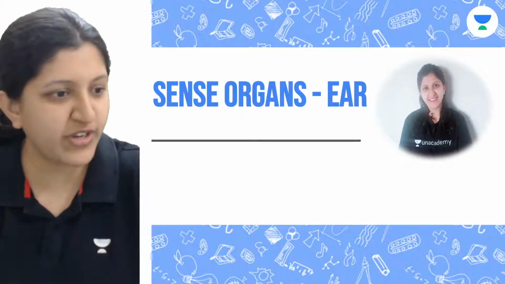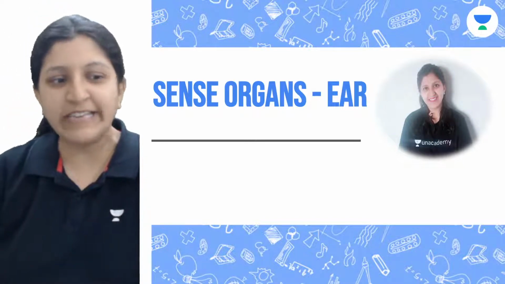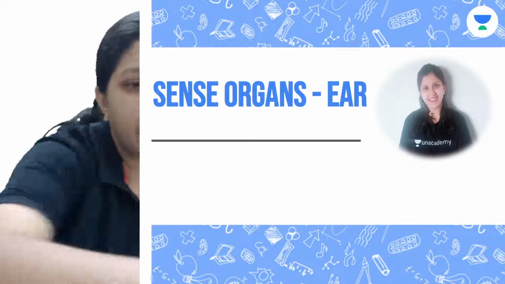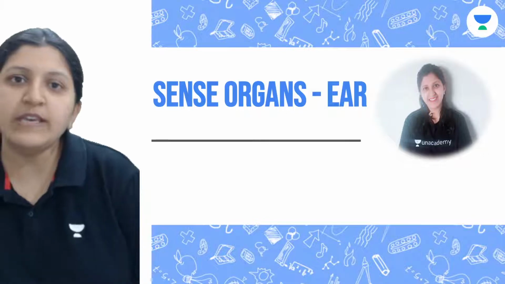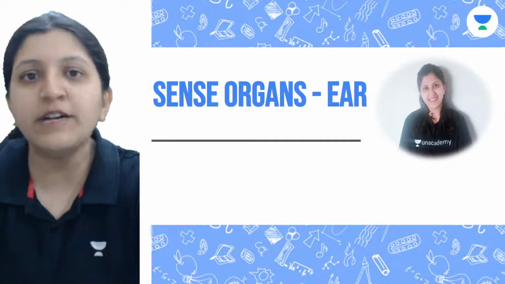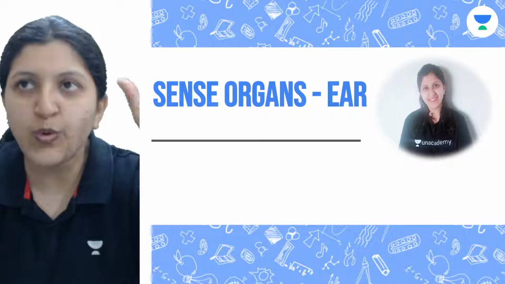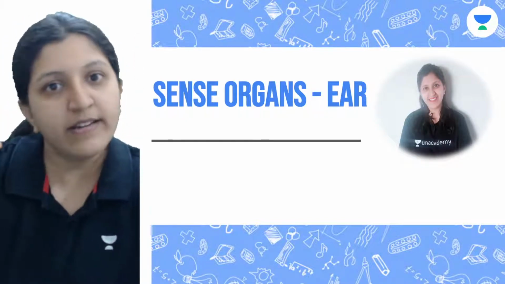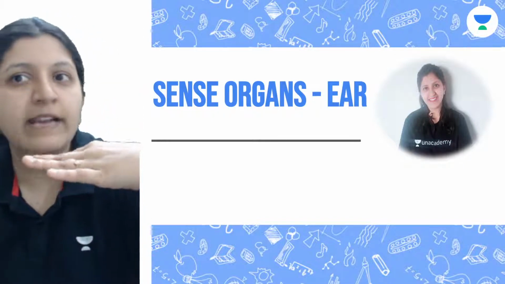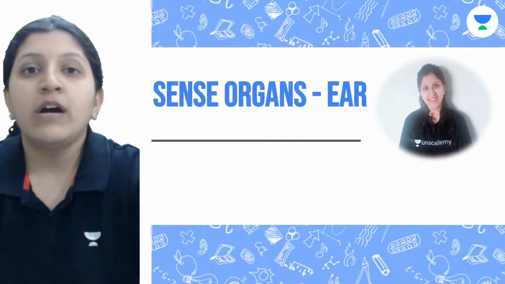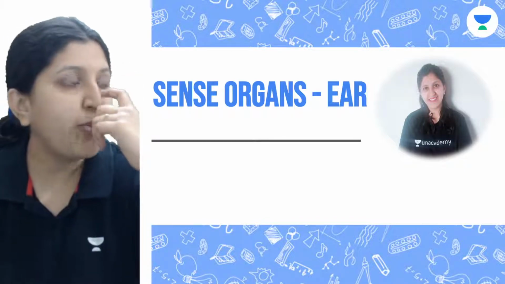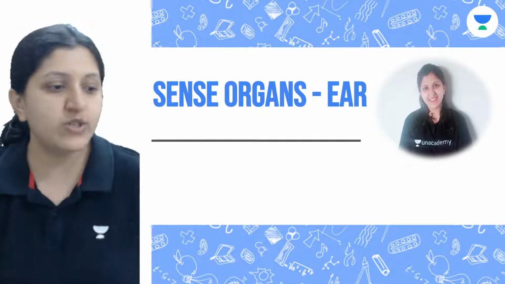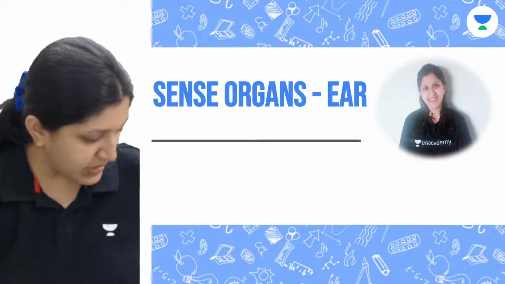Okay, so the topic for today is the sense organ ear. We'll be discussing the structure of the ear and the associated parts of the ear, like the outer ear, middle ear, as well as inner ear. You need to know which part of the ear comes specifically under the outer ear, middle ear, and inner ear, because you can get odd-one-out type questions and also some MCQs associated with this. So just make sure that you're concentrating on this one.